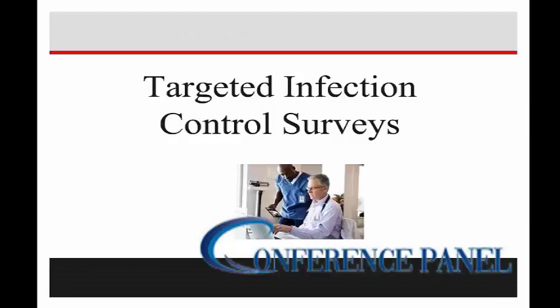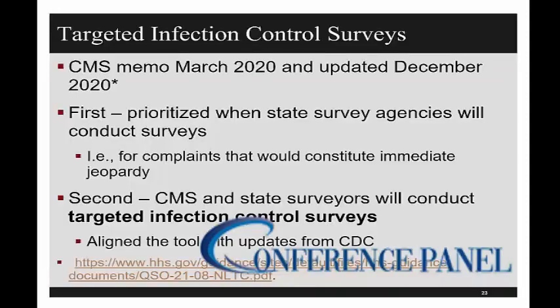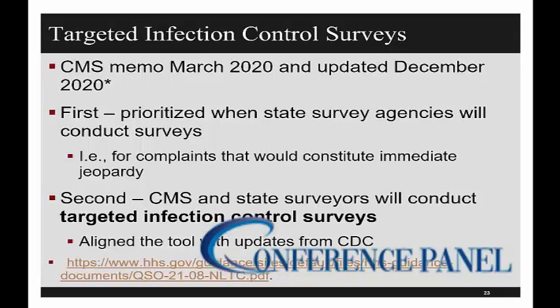At some point in time, CMS had also started to do targeted infection control surveys. Needless to say, this happened to be in response to the pandemic. That came out in March and then was updated in December of 2020. What they did was they prioritized when the state survey agencies would actually do a survey. Now remember, again, in March, they cut them off because they didn't know what was going on. They had to get a handle on things, and they were busy looking at other issues.